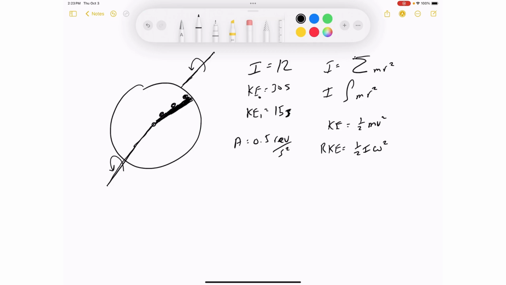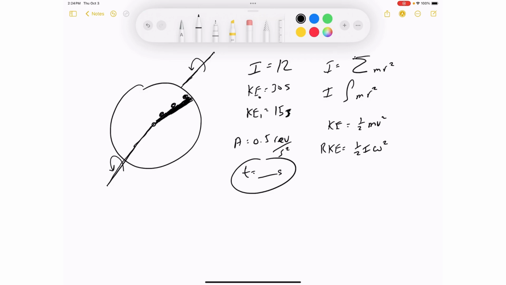So we have a wheel. It's moving, right? And it has 30 joules of energy. But we're going to slow it down using this acceleration, or deceleration, if you will. As it's slowing, the energy is going to go from 30 to 15. Now the question is how long is that going to take? Time in seconds. That's what I'm looking for. How much time is it going to take as I'm slowing down to go from 30 joules of kinetic energy to 15 joules?